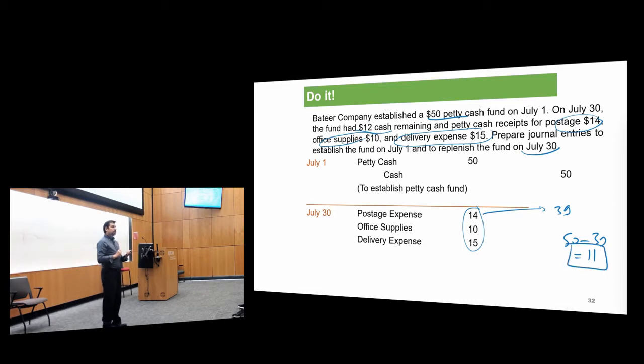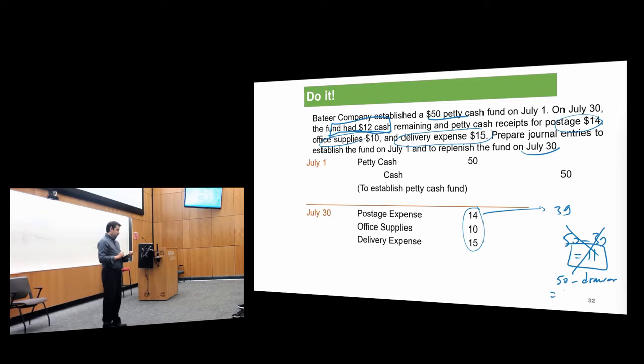Right? Am I correct? Wrong. What did I say before? You always look at what you have here. How much do you still have? So this is wrong. What you actually ask for cash is 50 minus whatever you have in the drawer. In this case, it's 12.